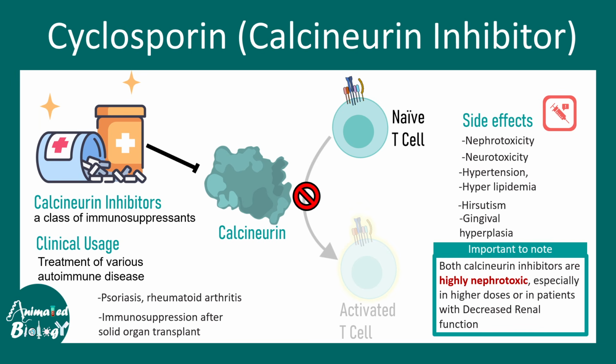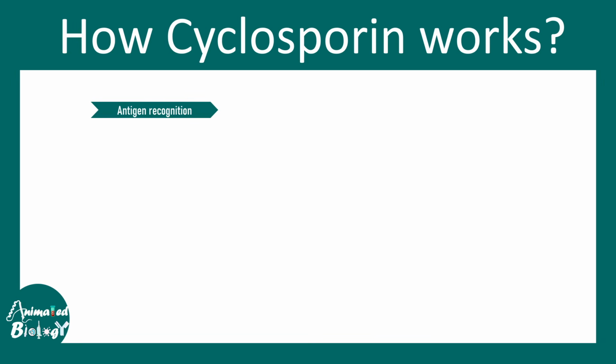So it has to be understood that the dosage of cyclosporin has to be moderated. Otherwise, at high dose, it is highly nephrotoxic. It can decrease renal function in patients. So the question is, how does it work? Already we had a trailer. We knew that it would work by preventing the activation of T cell.